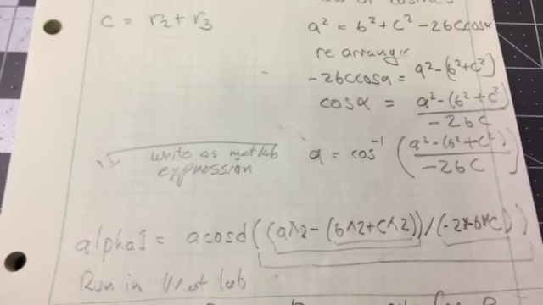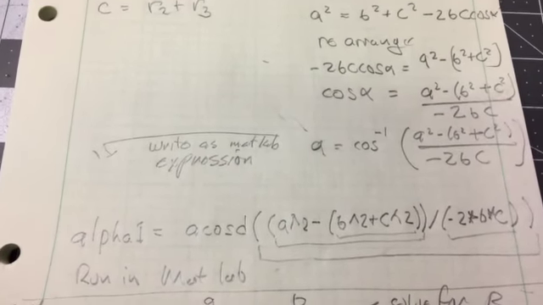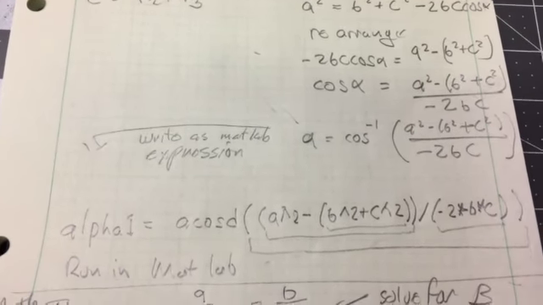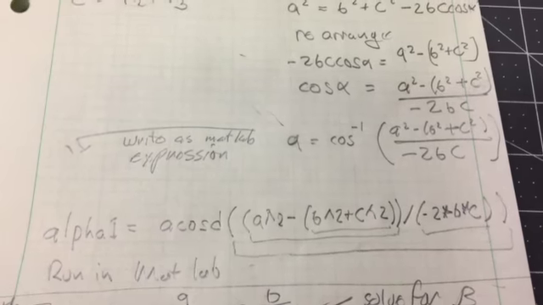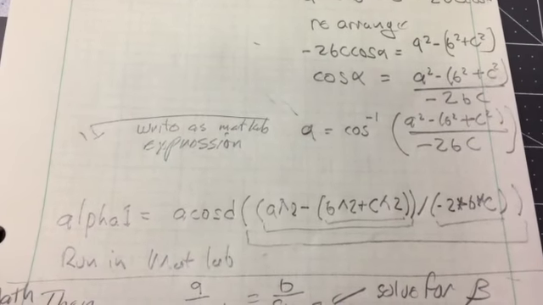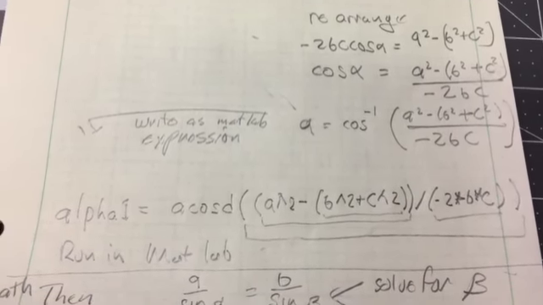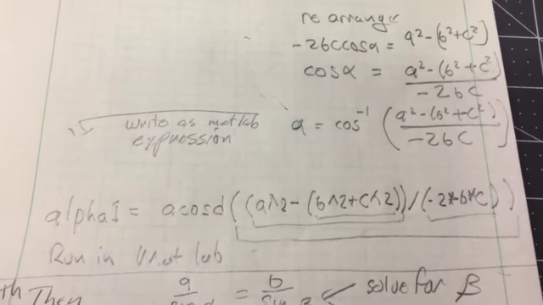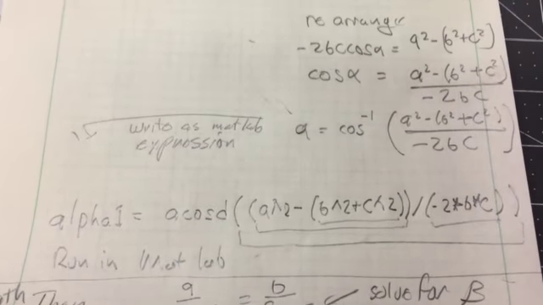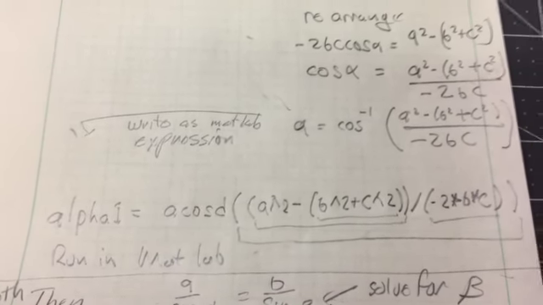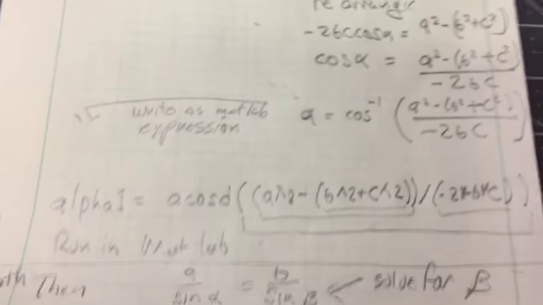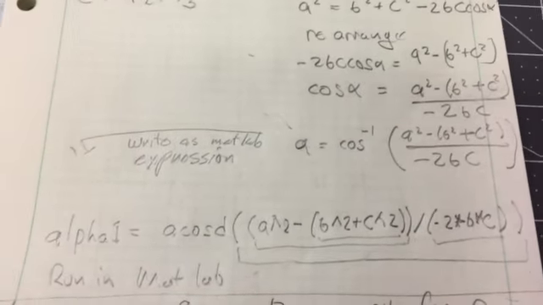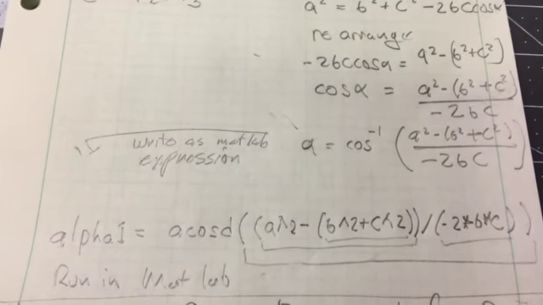And that expression is alpha1 will equal acosd, because I'm going to get it in degrees, of a parenthesis, and look how I closed the parentheses there to make sure I didn't make a mistake: A squared minus the quantity B squared plus C squared. And that whole quantity is divided by minus 2 times B times C, closed in parentheses. Once I solve that, I'm going to go to MATLAB next and do that.